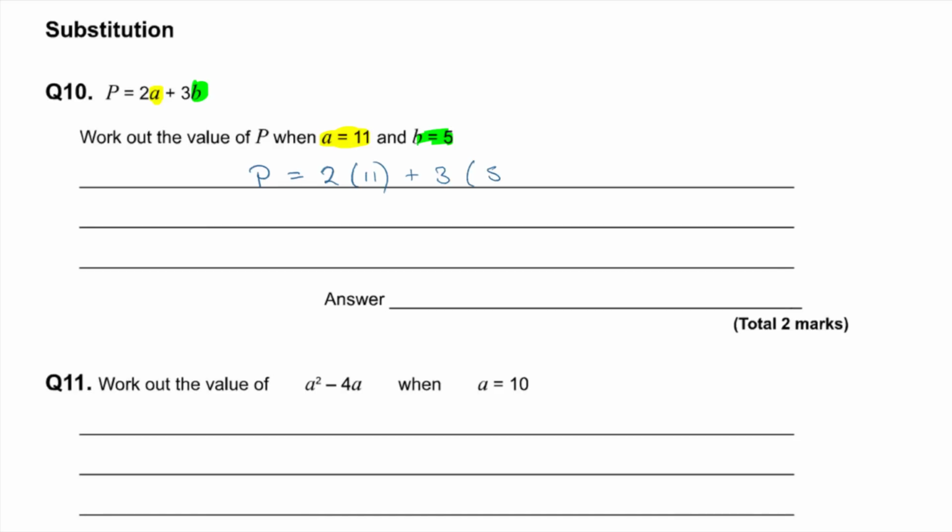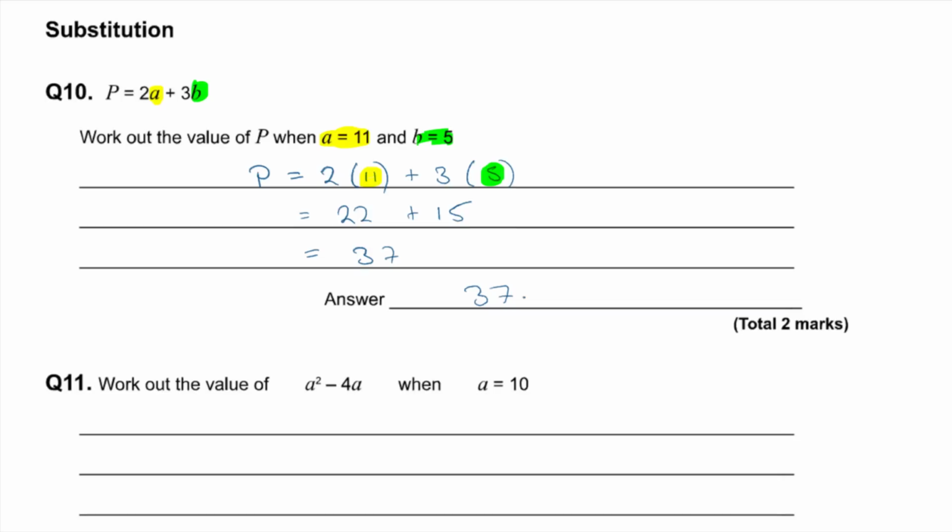So that's 2 lots of 11 plus 3 lots of 5. 2 times 11, that is 22. 3 lots of 5, that's 15. Add them together, that's 37. My answer is 37. Okay, so I just plonked in the 11 value there and the B value of 5 in there.